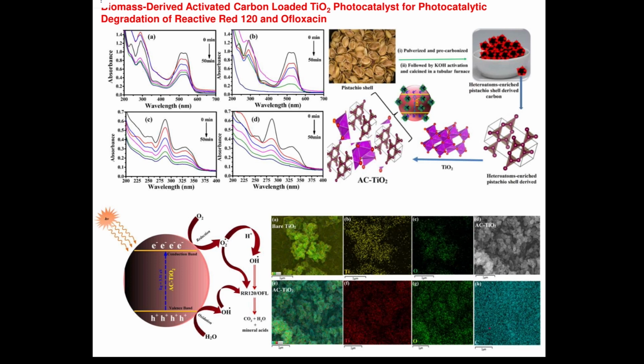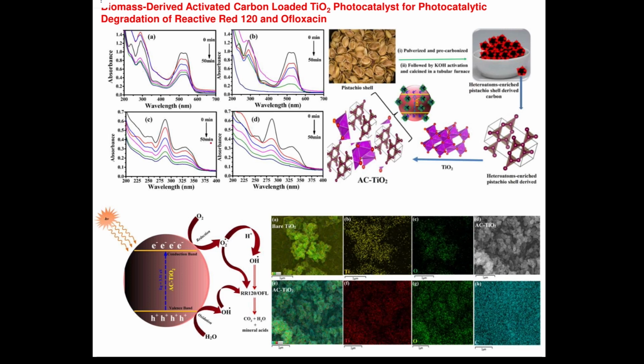So the surface area of the activated carbon was about 375 meters squared per gram. As you know, the higher surface area and high pore volumes will facilitate the electrolyte diffusion through the pores, and can provide more space, more surface for the photocatalytic reaction.